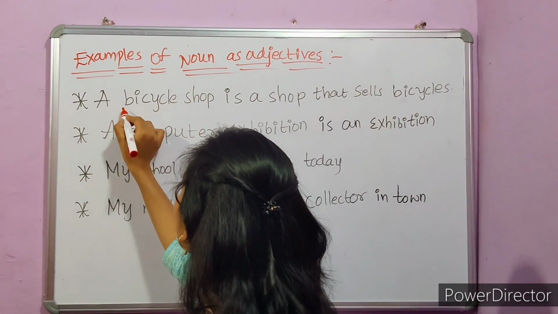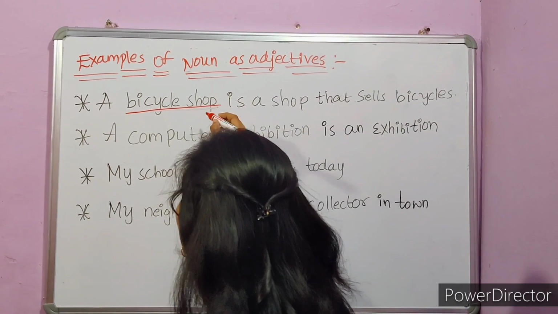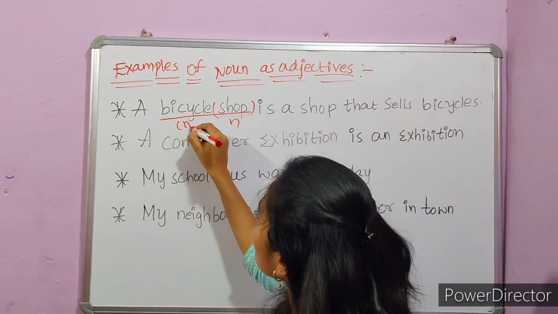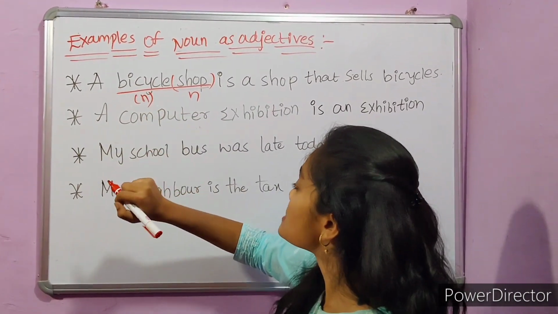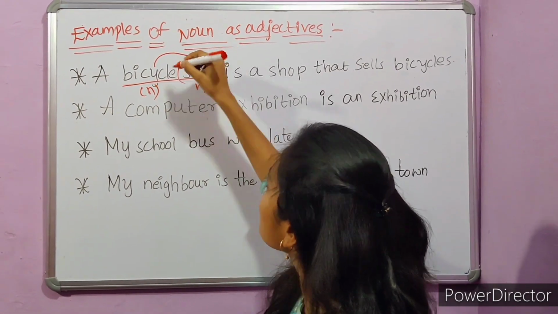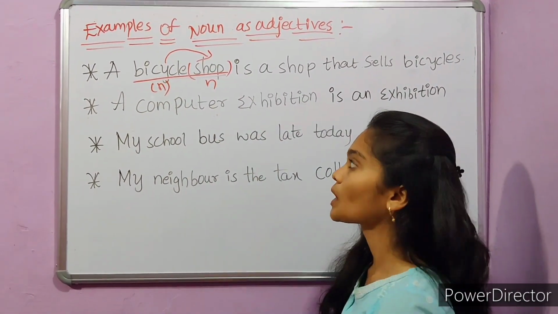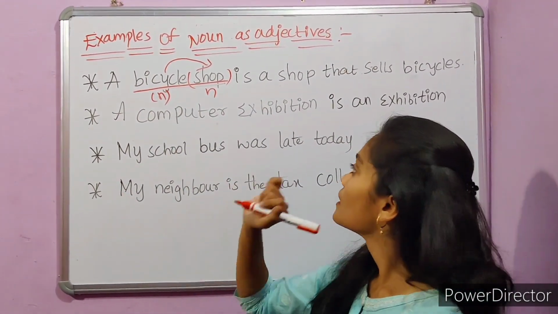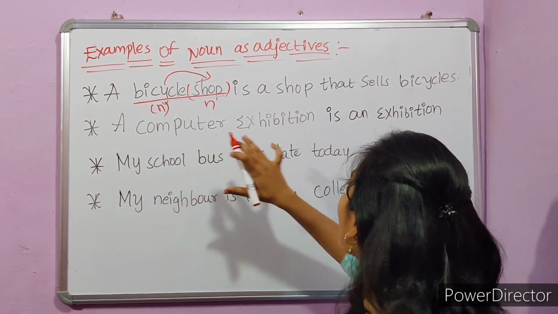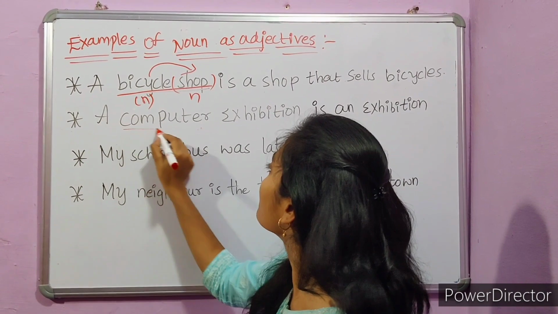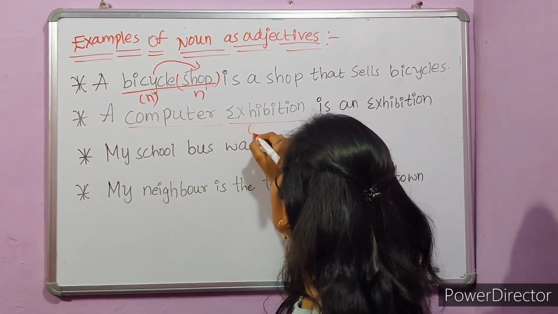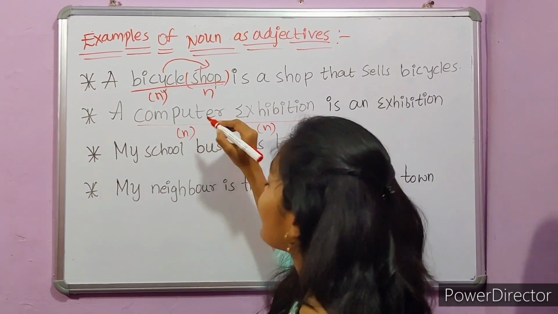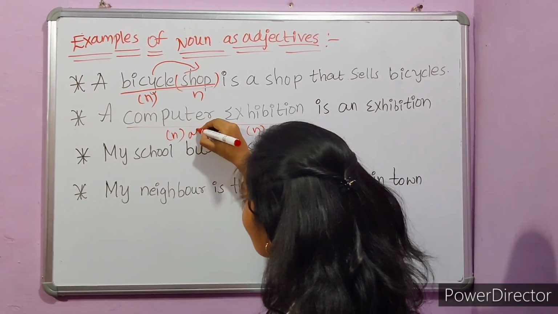In this sentence, a bicycle shop. Here, shop is a noun. Bicycle is also a noun. Bicycle shop means, here the word bicycle qualifies or describes the noun shop. So this noun acts as a noun as adjective in this sentence. In the same manner, a computer exhibition. Exhibition is a noun and computer is also a noun as it qualifies the exhibition. It acts as a noun as adjective.